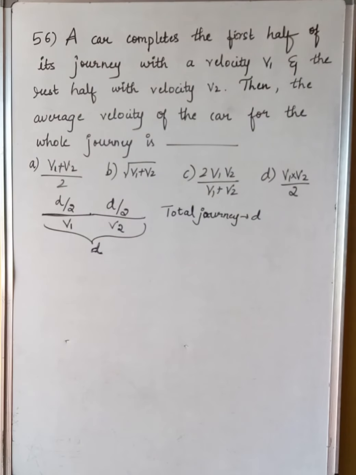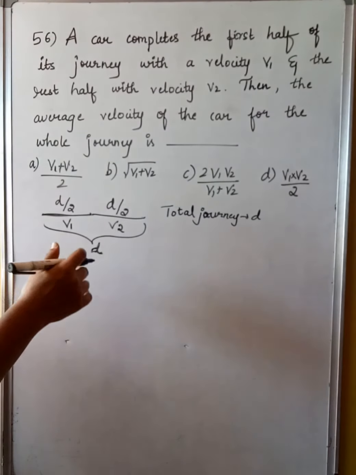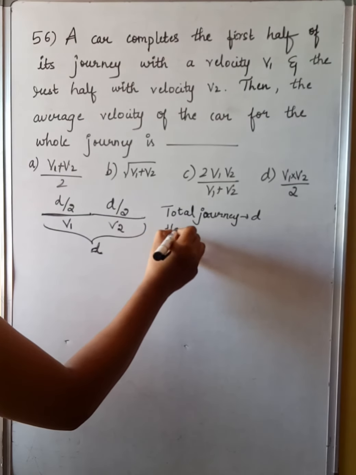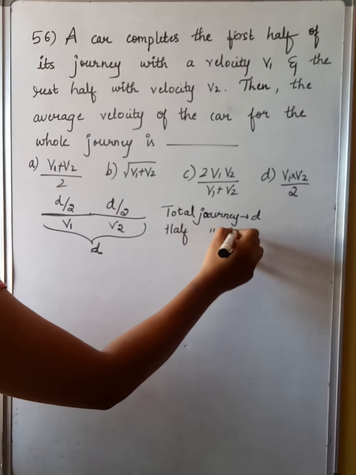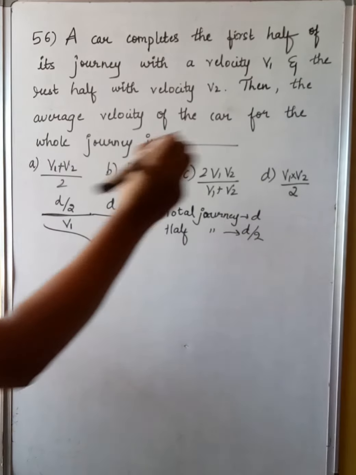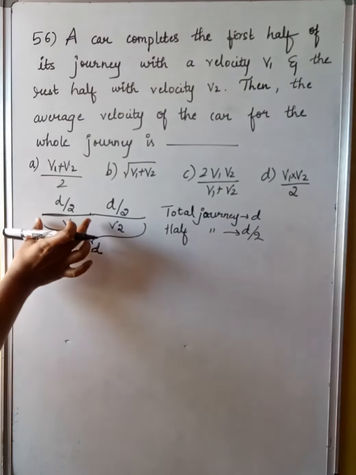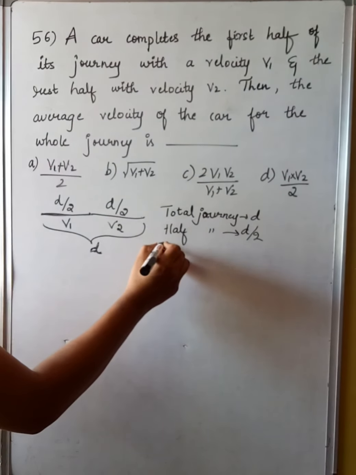Okay. Now next, half journey. If the total is d, then the half journey will be d by 2. So half journey is d by 2. Is it clear? Next, the first half speed, which is already given.